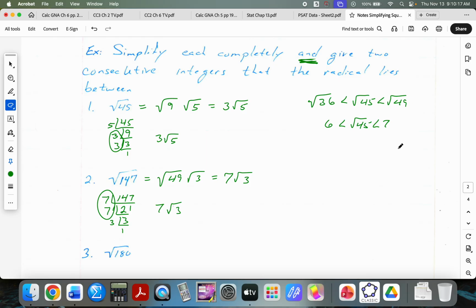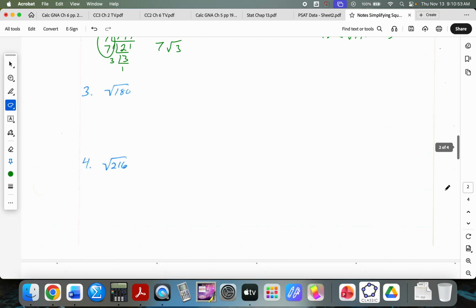And it's also helpful on this to know your perfect squares. So like the square root of 147. 12 and 13. Yeah, because 144 is 12 squared, and 169 is 13 squared. Exactly right. So this is between 12 and 13. All right, let's go on.